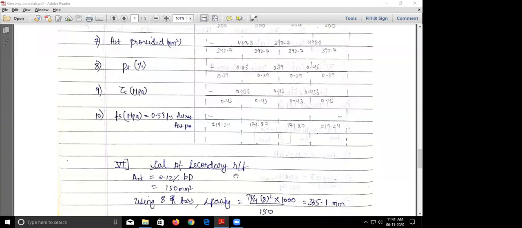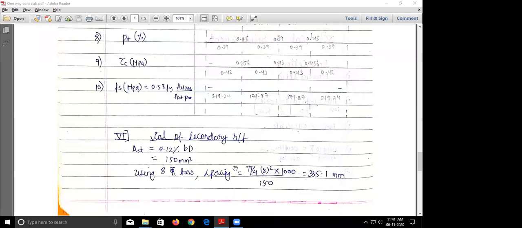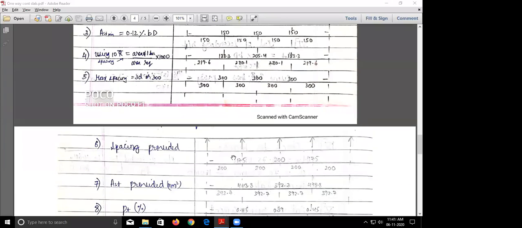So now let us move on to the next step, calculation of secondary reinforcement. Secondary reinforcement is nothing but the minimum reinforcement, 0.12% BD. So using an 8 mm diameter bar, select a suitable diameter. 150 mm square area is quite small, so 8 mm is more than enough. Spacing I have found out comes to 335 mm. So calculation of secondary reinforcement is also done, and all these things in tabular form we have done.